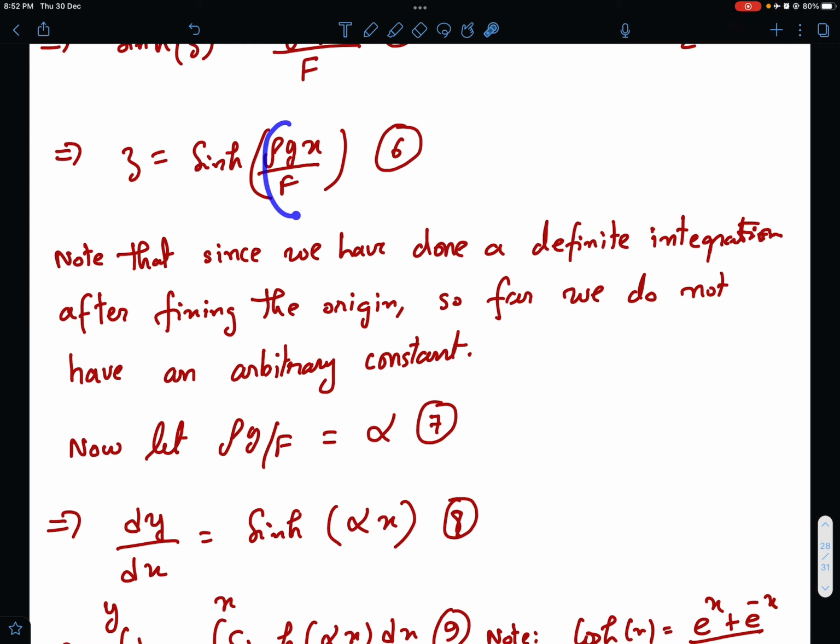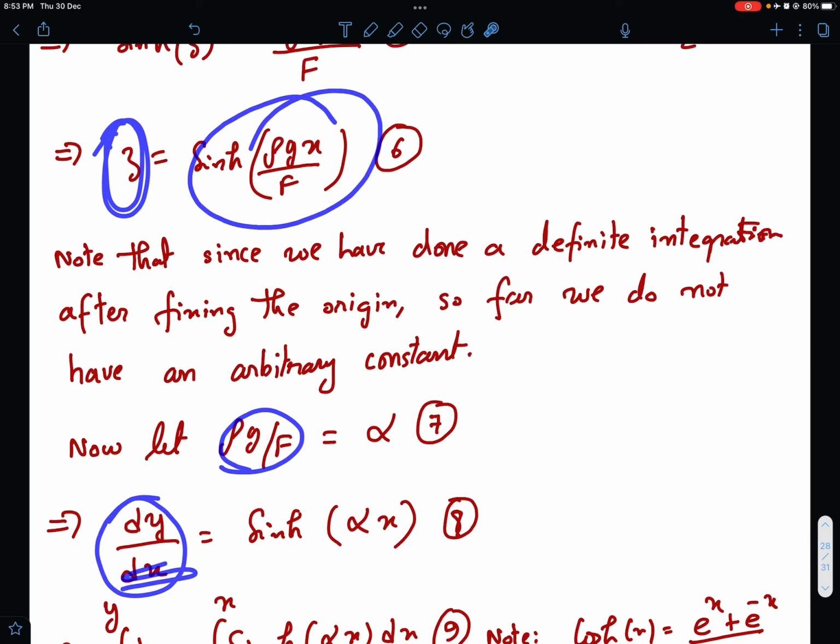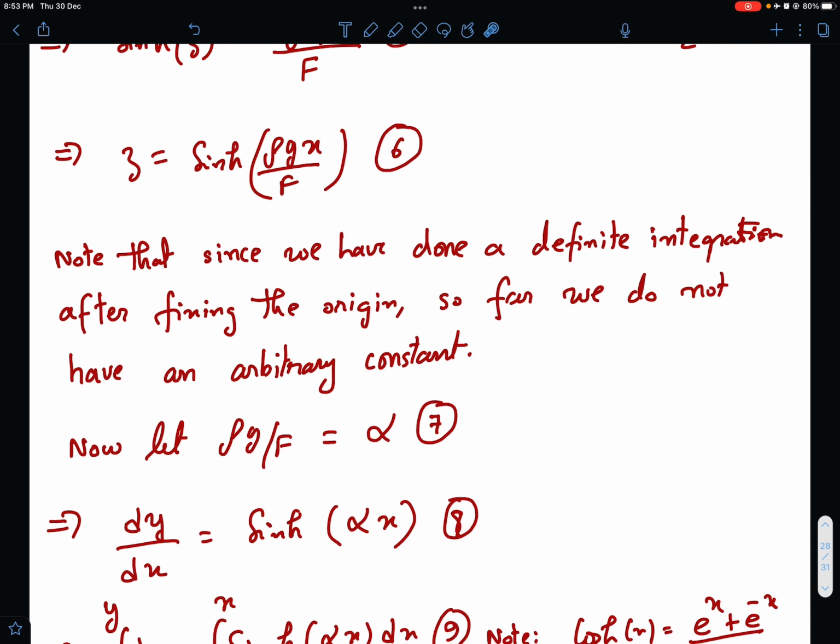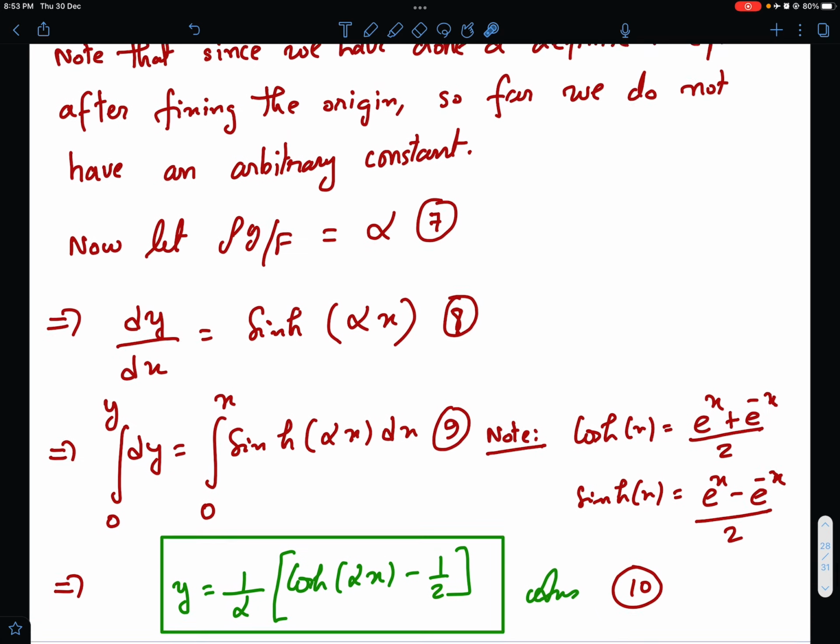And now for simplicity of maths, because I do not want to carry this rho g by F everywhere, I just put it as alpha. So then z is nothing but dy by dx. So instead of z I have put dy by dx, and the right hand side becomes sine of alpha x, right? Now we need to integrate it once again to get the shape of the catenary, okay.